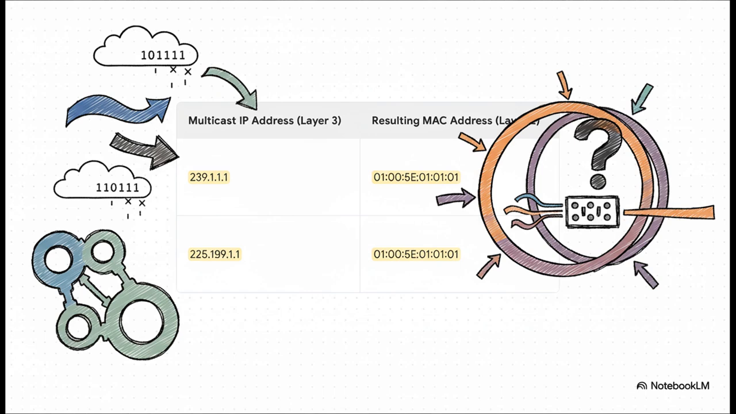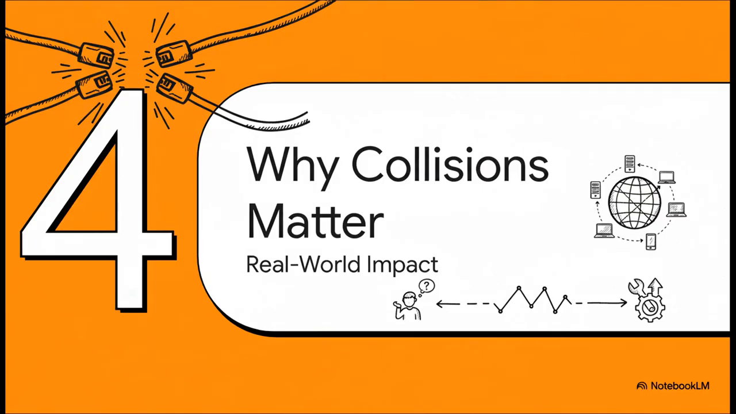Just look at this. We have 2 totally different multicast IP groups, but because the part that made them different was in those first 5 bits, the bits that get dropped, they both end up with the exact same MAC address. As far as the switch is concerned, these 2 completely separate traffic streams are identical. Okay, so we've cracked the how this happens, but now for the big question.